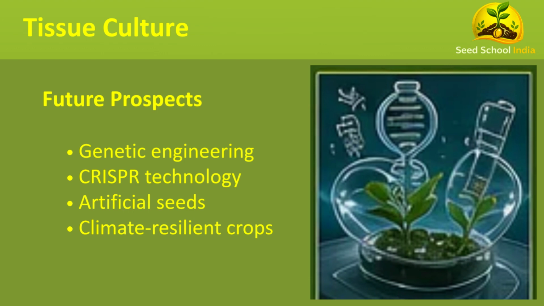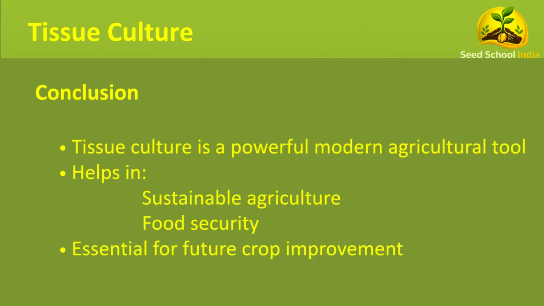Tissue culture will play a vital role in ensuring sustainable agriculture and meeting the food demands of a growing global population. To conclude, plant tissue culture is a transformative technology that has reshaped modern agriculture and horticulture. It provides a reliable method for producing high-quality, disease-free, and uniform planting material. From supporting farmers to advancing scientific research, its applications are vast and impactful.